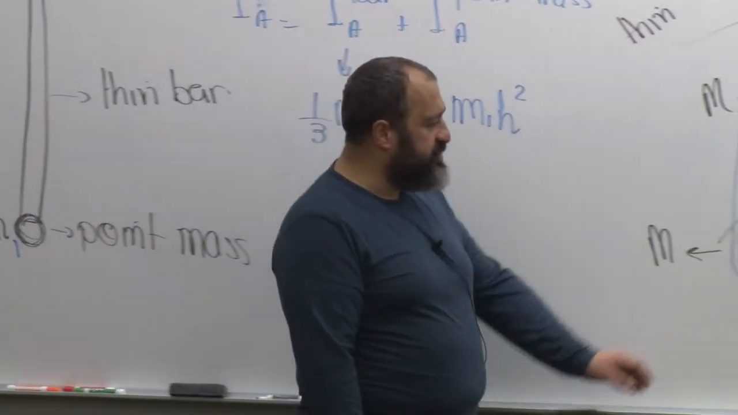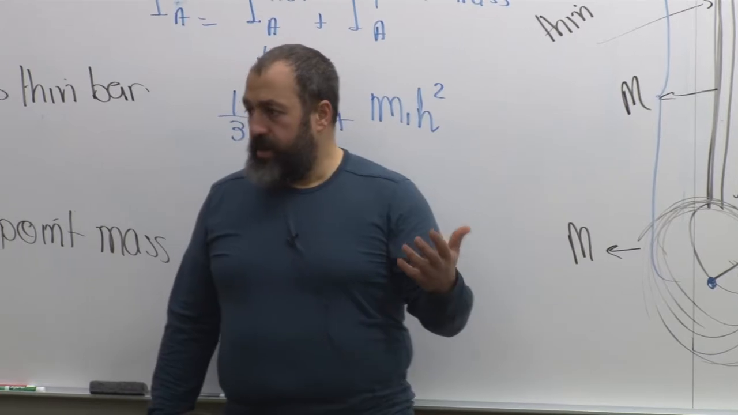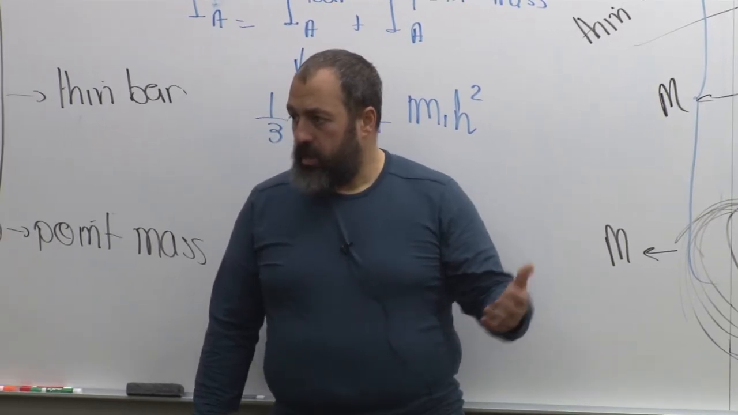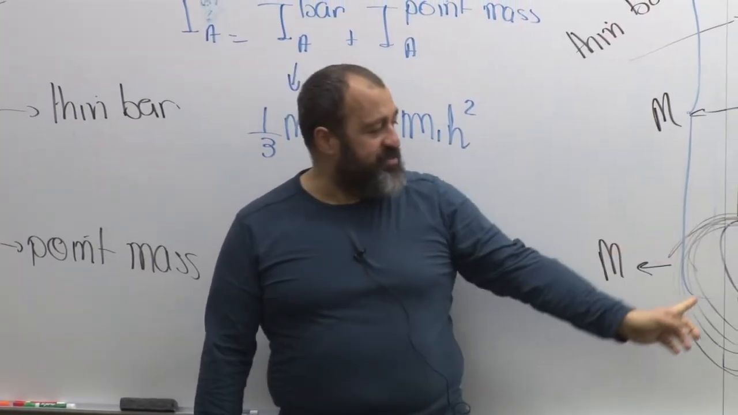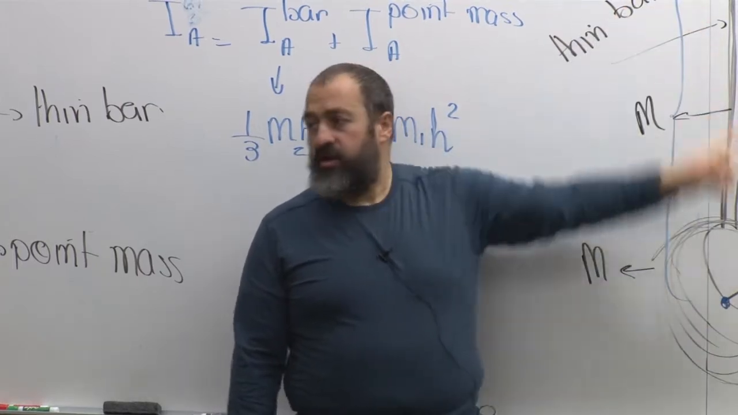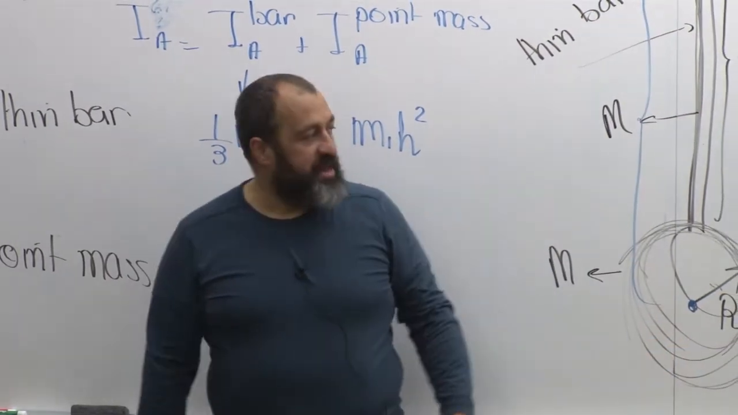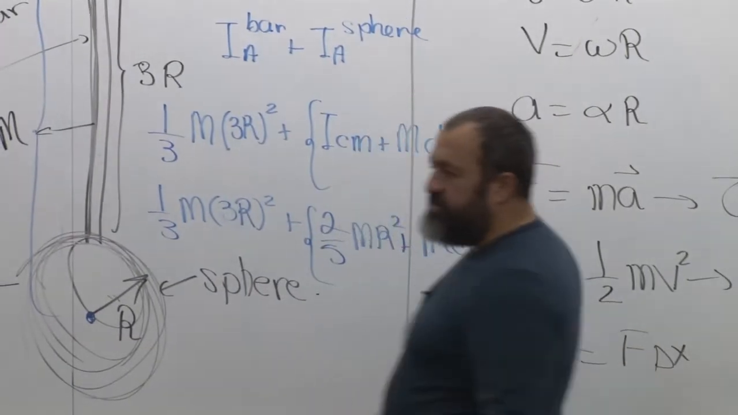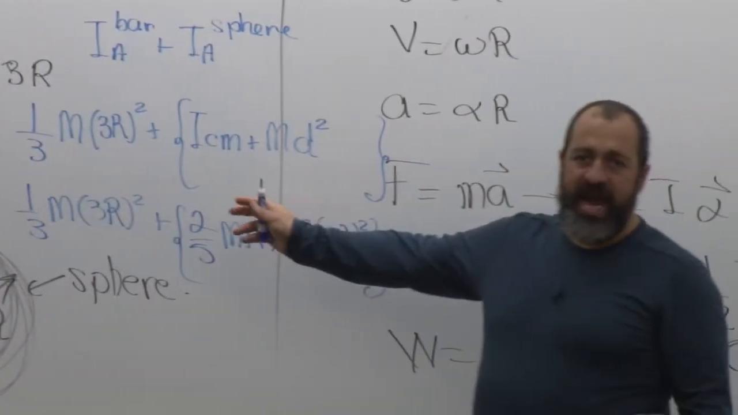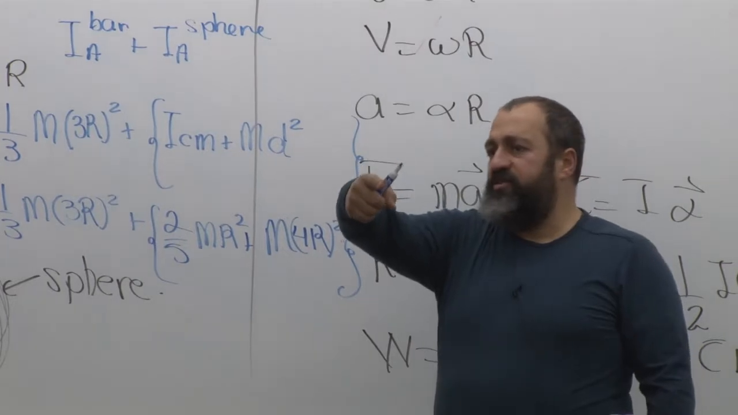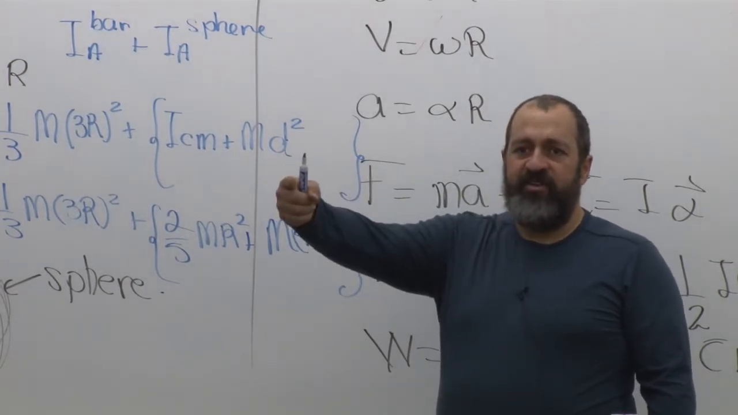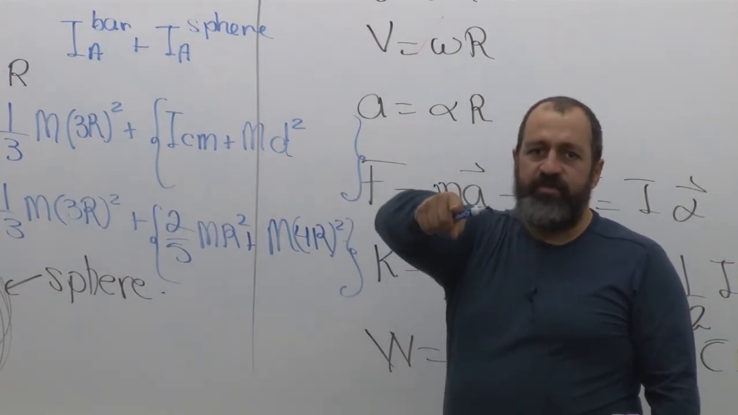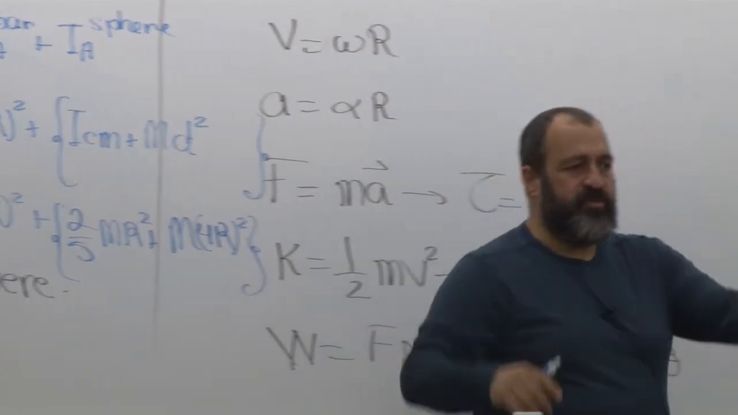Because we need the moment of inertia of the sphere about what? About A. It's equal to I_CM plus MD squared. That is the parallel axis theorem right there. The moment of inertia of any object about an axis not running through the center of mass, some other axis, is equal to the center of mass moment of inertia plus the MD squared term.